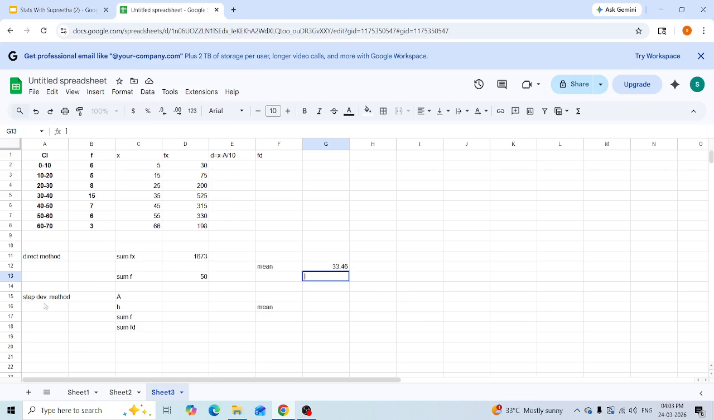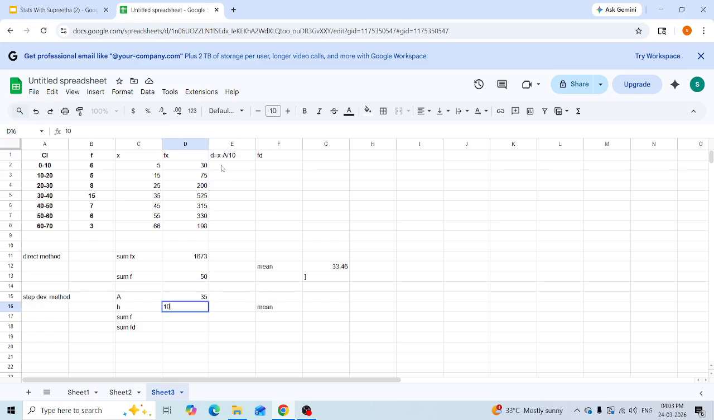Let us now calculate using the step deviation method. So for d, let's assume an assumed mean. A is the assumed mean. Let's say I take 35 as the assumed mean. What is the class size h? That is 10. Sum of f is already calculated, that is 50.